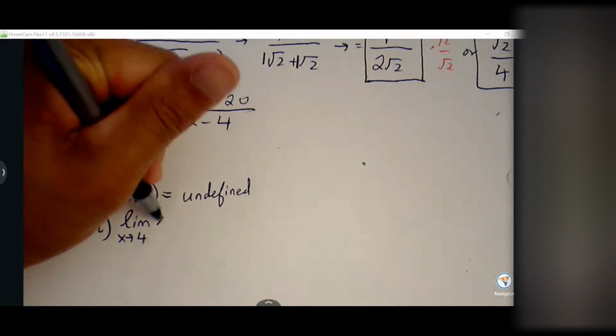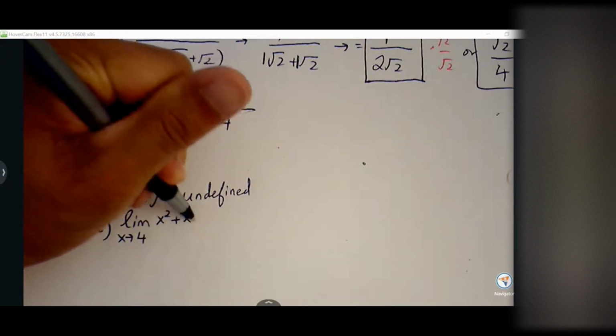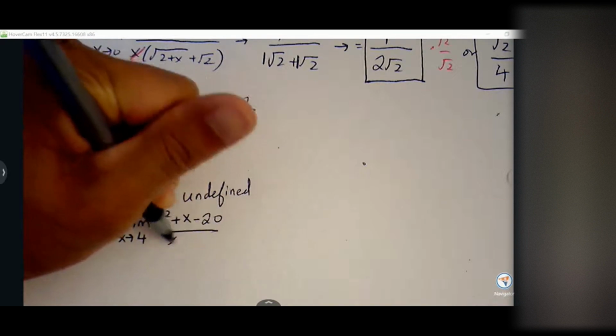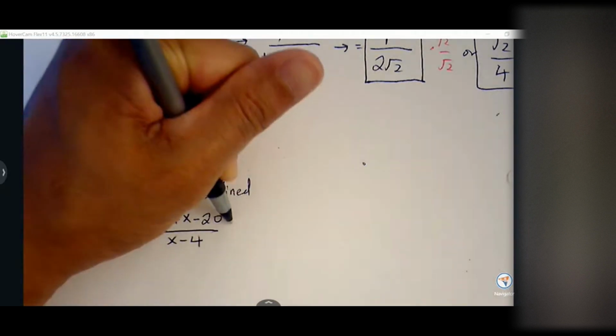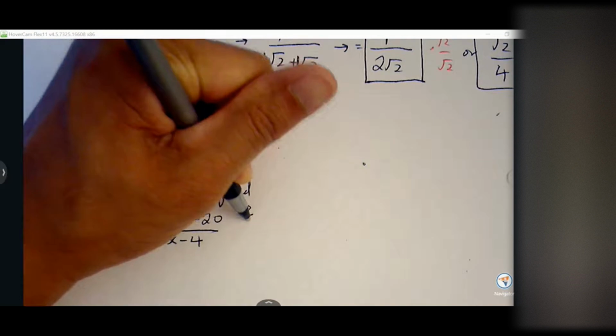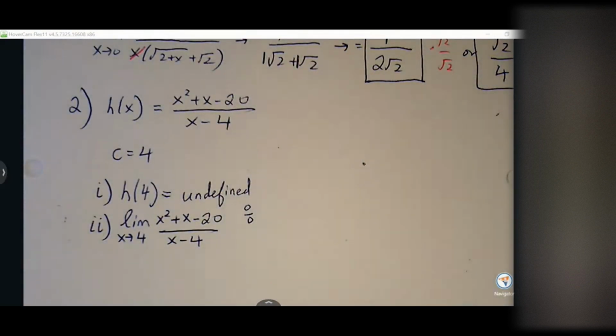It should, because we just saw that 0 over 0 show up. But to confirm again, we are getting 0 over 0.